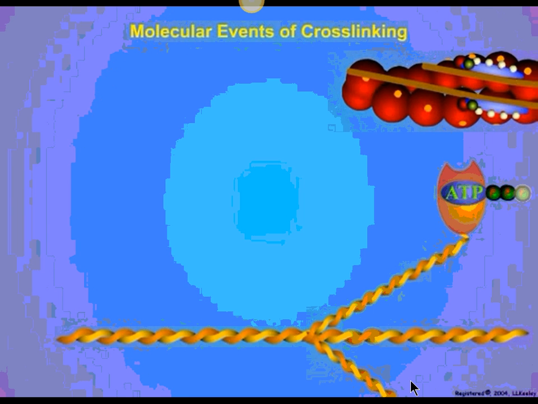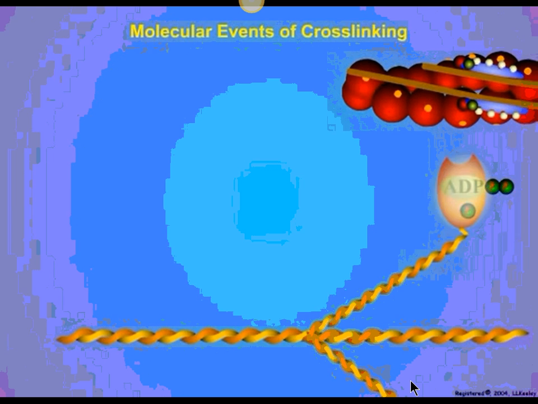The myosin head contains adenosine triphosphatase, an enzyme that splits the high-energy phosphate bond of ATP to produce adenosine diphosphate, ADP, and inorganic phosphate. The resulting ADP and inorganic phosphate remain associated with the myosin head, which is also charged with the energy released by the splitting of the high-energy phosphate from the ATP.